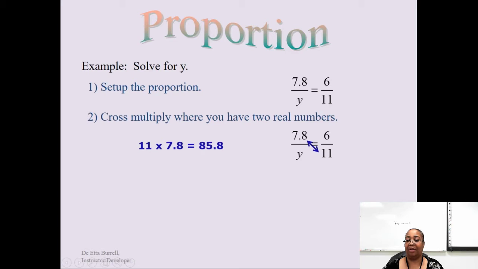Now, I'm looking at this proportion. I've used 7.8 and 11. I need to use the 6 to divide into this product in step 3. So 6 goes into 85.8 14.3 times. And remember, all you need to do is take the 14.3 times 6 and make sure that it's 85.8 to check the answer.